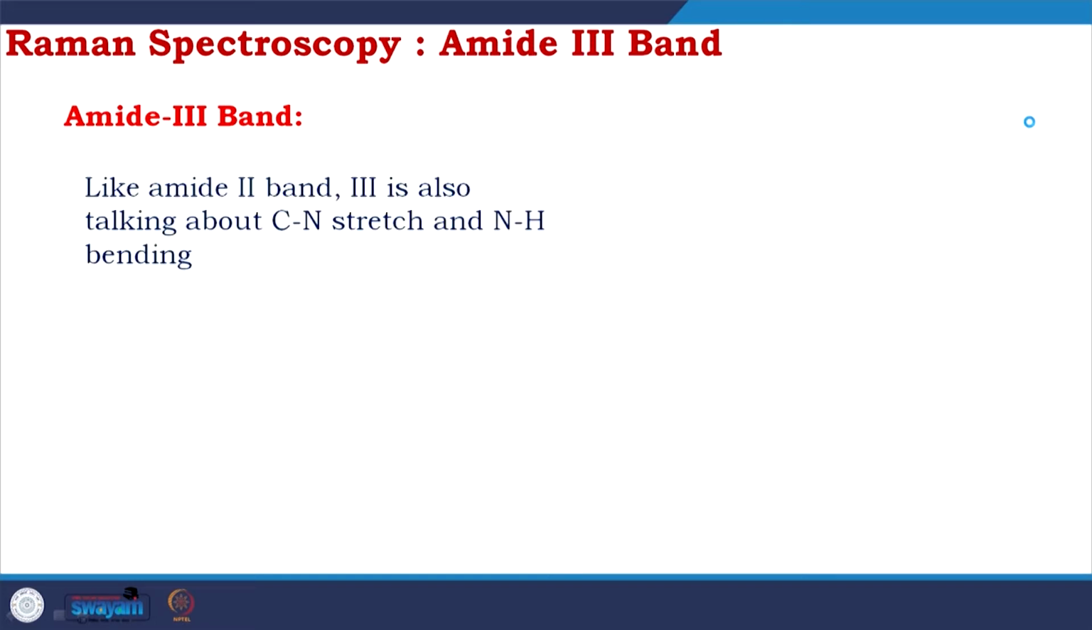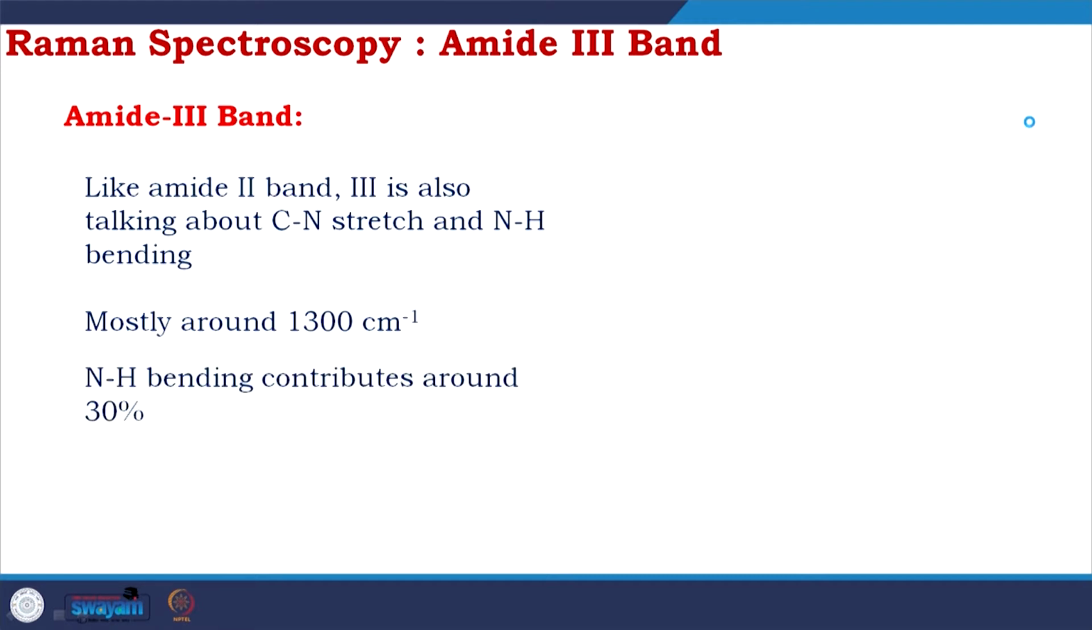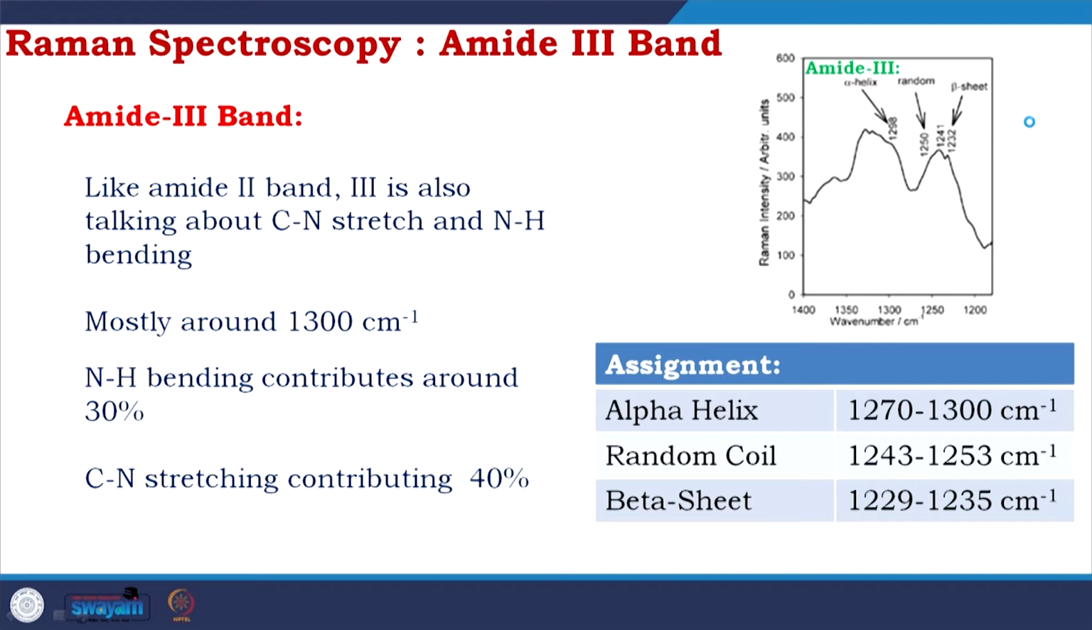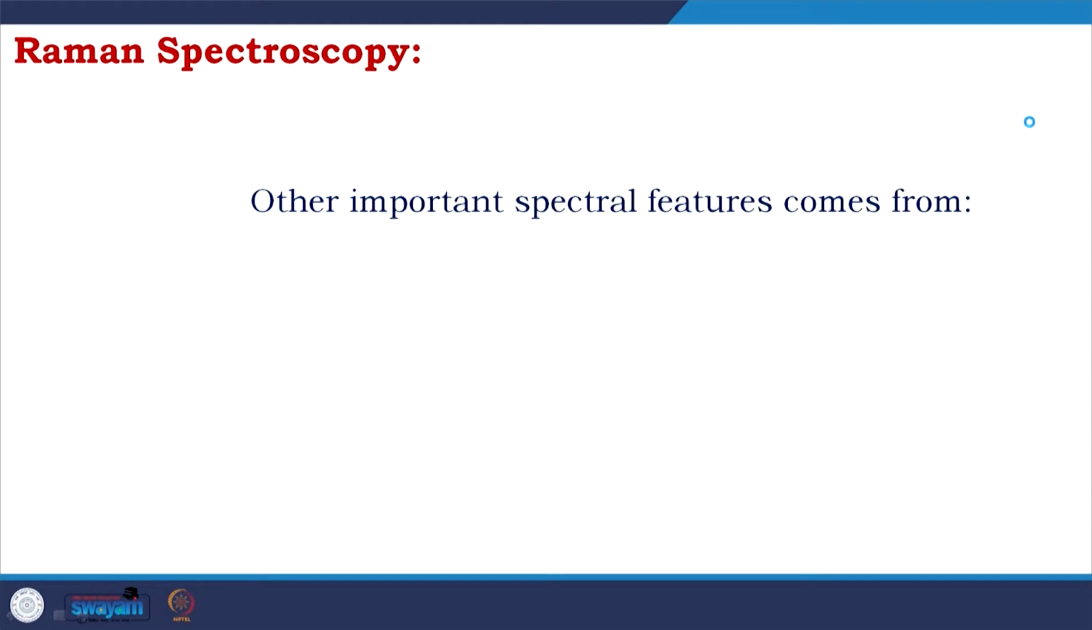Like amide 2 band, amide 3 is also talking about CN stretch and NH bend, mostly around 1300 centimeter inverse. NH bending contributes around 30%, CN stretching contributing 40%. So, you will see that alpha helix mostly has 1270 to 1300 centimeter inverse, random coil 1243 to 1253, beta sheets 1229 to 1235. So, that is why it is also helping in assignment.